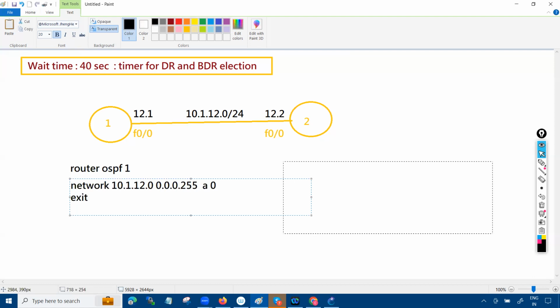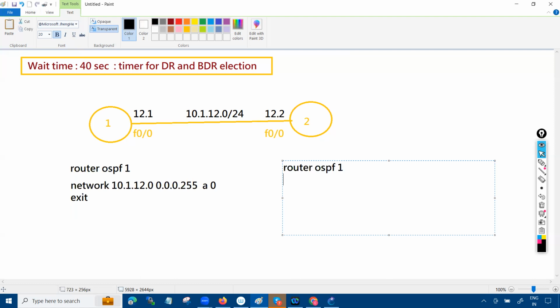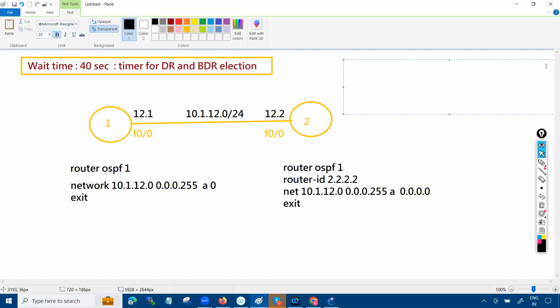If you want to define the router ID manually, you can also do the router ID manually, 2.2.2.2, and the network will be 10.1.12.0, and that's all. The area 0, you can define in the decimal format as well as the dotted decimal format.